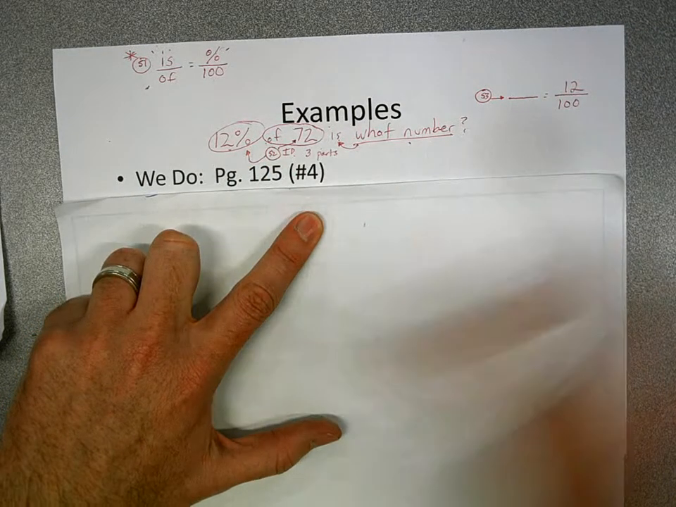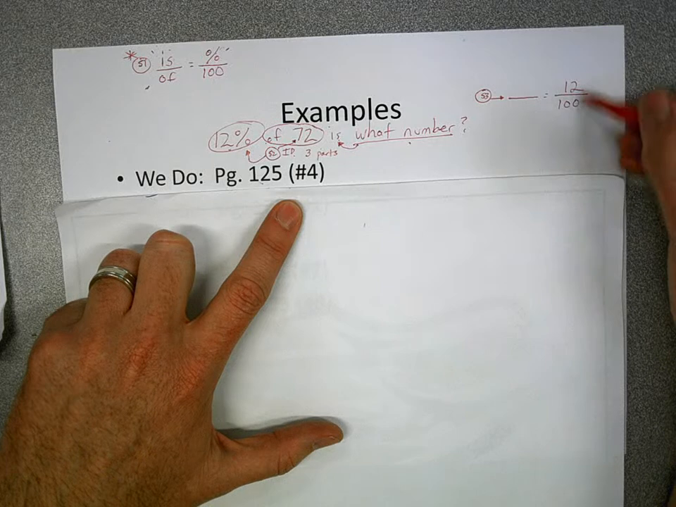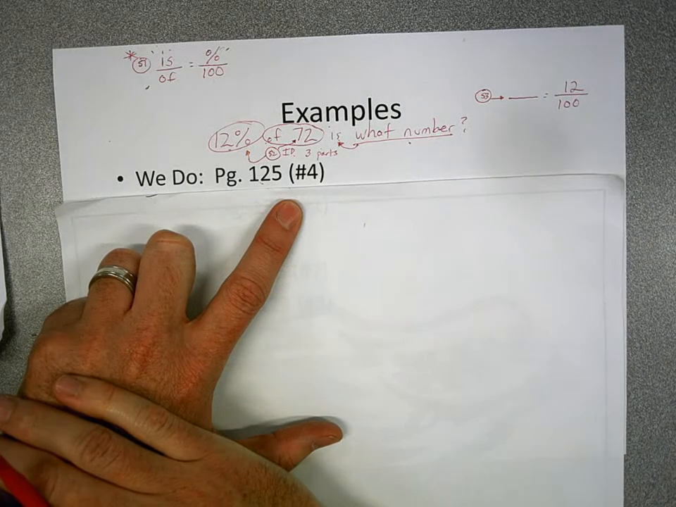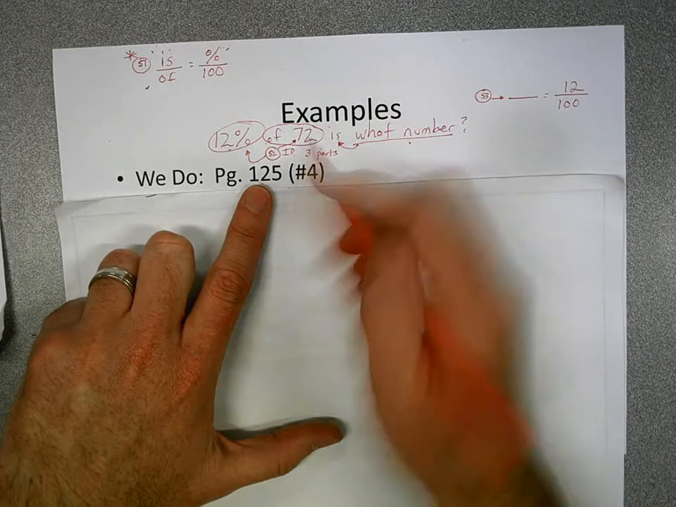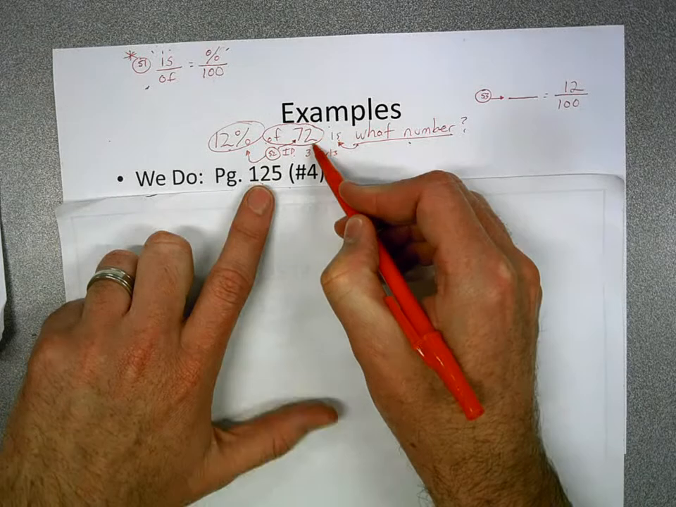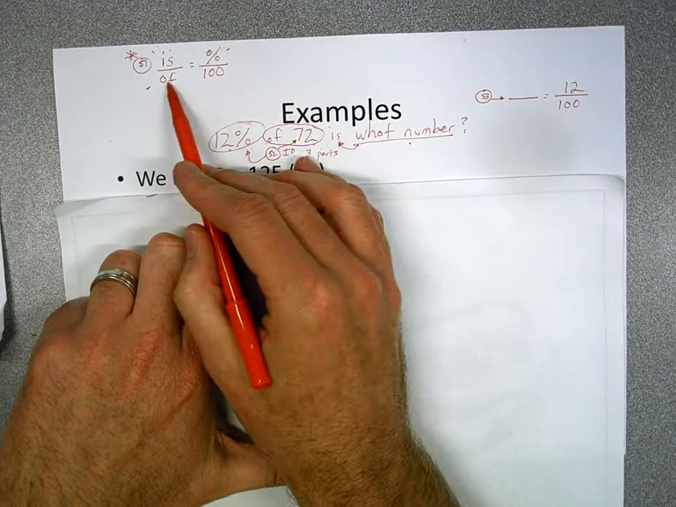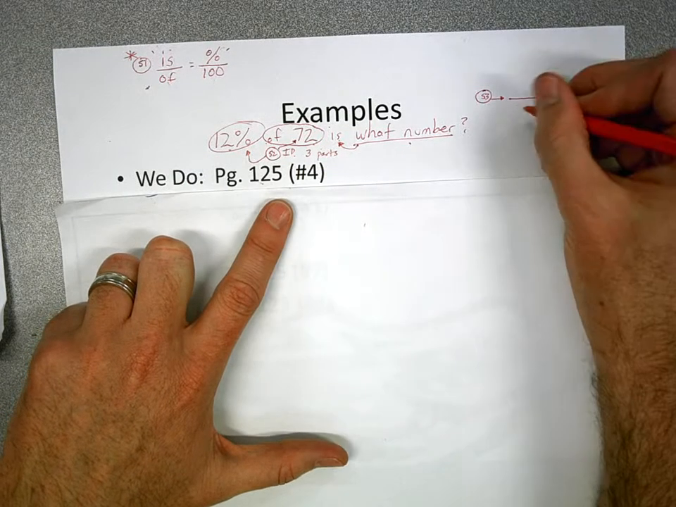And think about it, right? 12% is 12 over 100. That's all that shows. The of is the whole. It's on the bottom left. So my 72 goes right here.